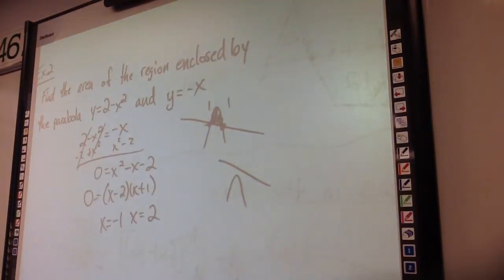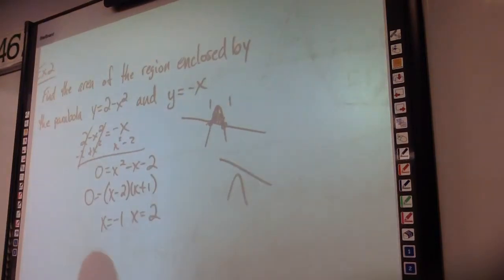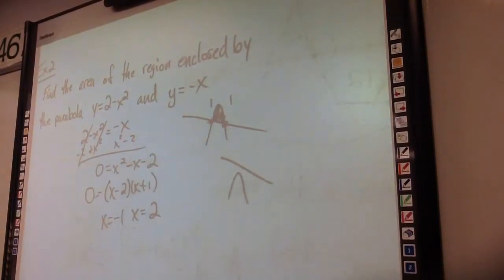Now do you know where to integrate from? From negative 1 to 2. Go in order. Well, you just say it weird. When you say that, I get confused.